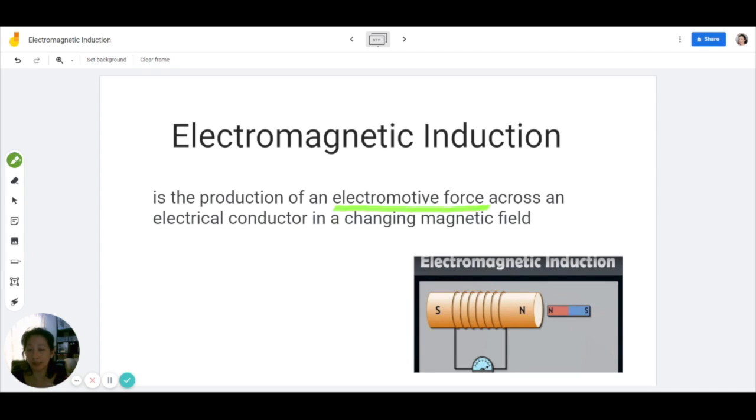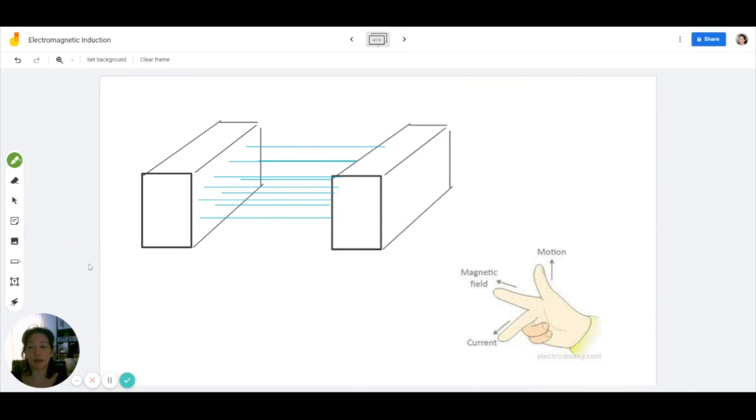Because it becomes a power supply, it is now the source of voltage and current. Hence, that voltage provided is the electromotive force. That's why we have the term electromotive force in this particular definition. So the electromotive force is produced across an electrical conductor, for example, the wires, in a changing magnetic field, which means that as the magnetic flux changes across the electrical conductor, then electromotive force will be produced and therefore current will be produced. Let's see an example in this case.